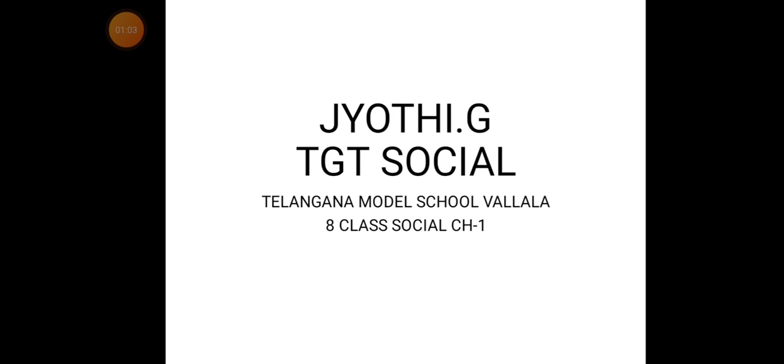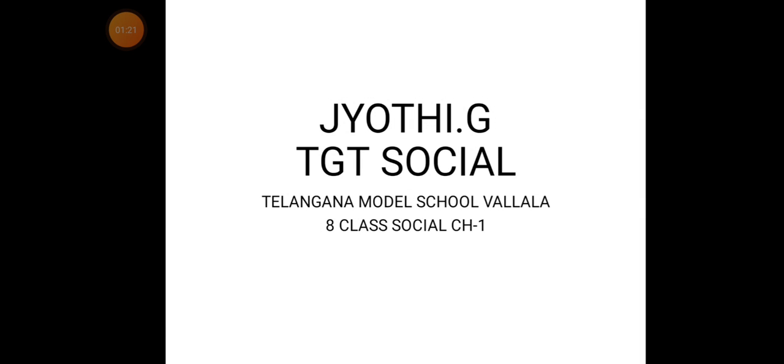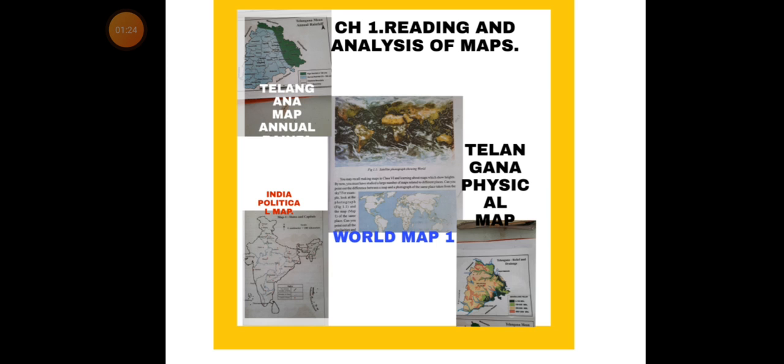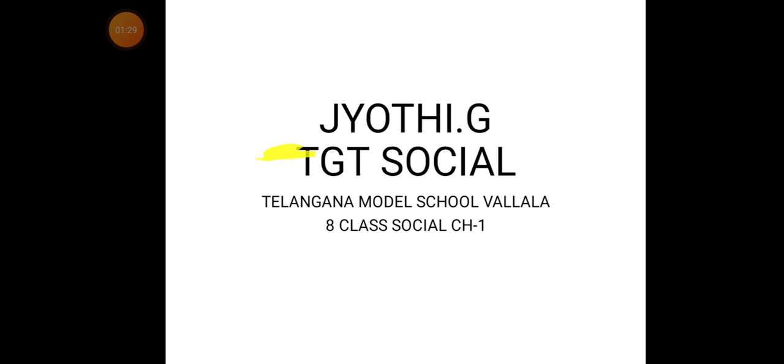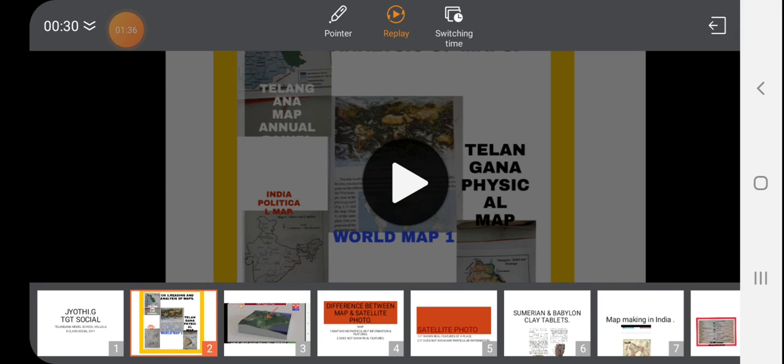So let us see some of the types of maps. In this chapter, let us also learn about thematic maps. Thematic maps are maps which show particular information, for example population, literacy. So you can see here the Telangana map, annual rainfall, based on the thematic map. And we can also see in the first page the difference between the satellite photo and the outline map.